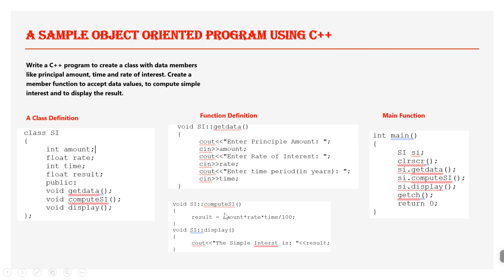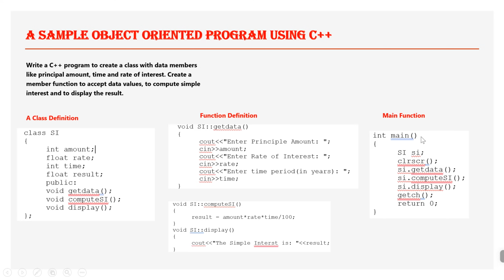So now I need to display the result. Simple interest is equal to result. So this data I can display at the standard output: cout simple interest, that is the result. So altogether I have written three functions. Get data is one function, compute SI is another function, display is one more function.